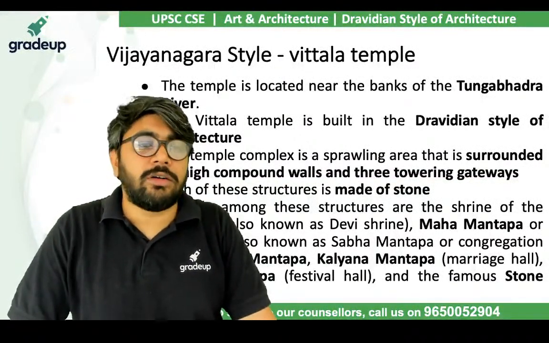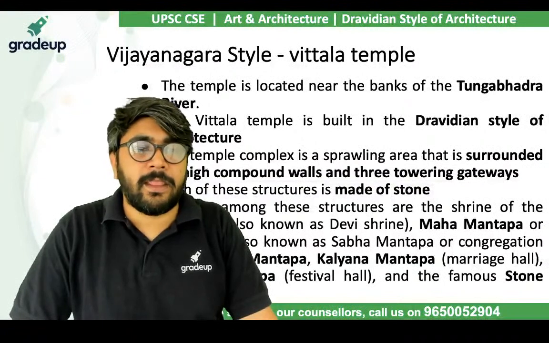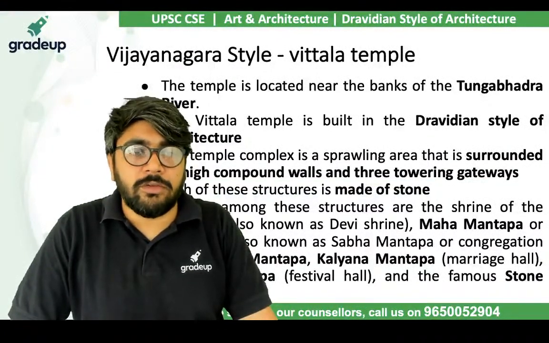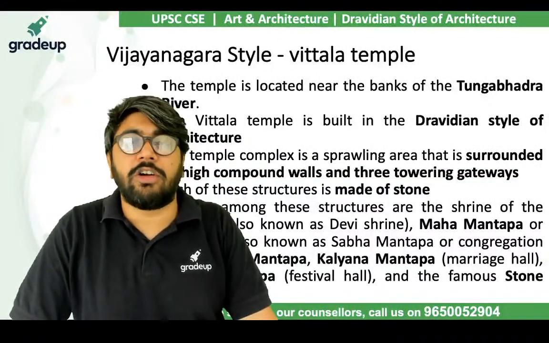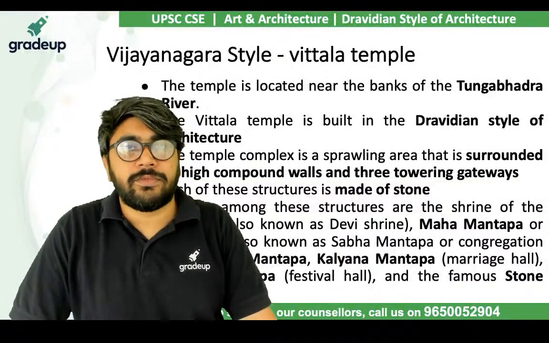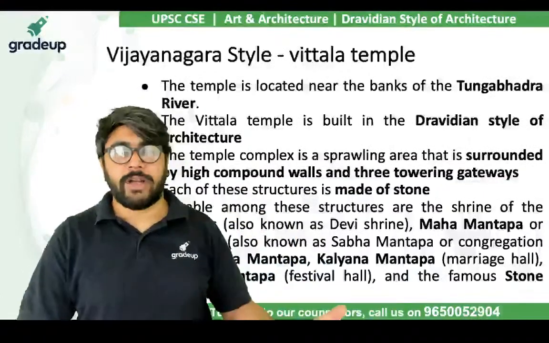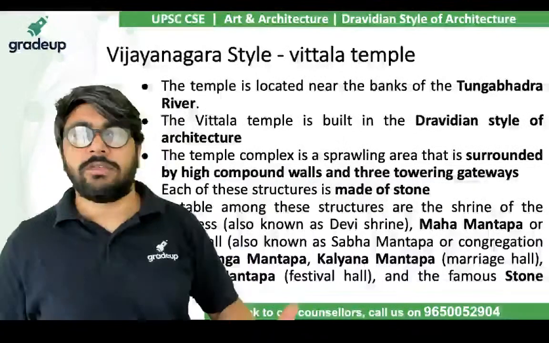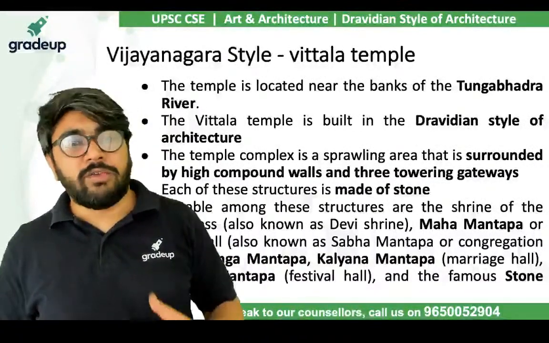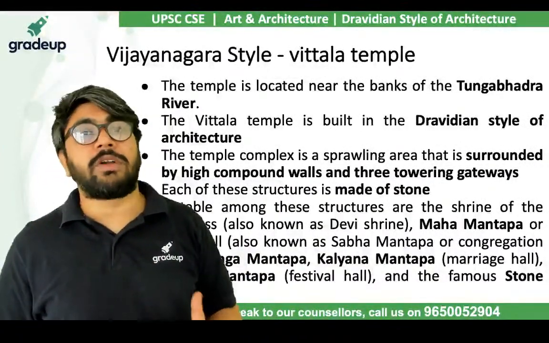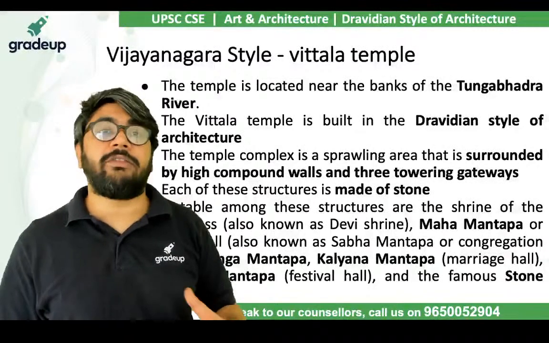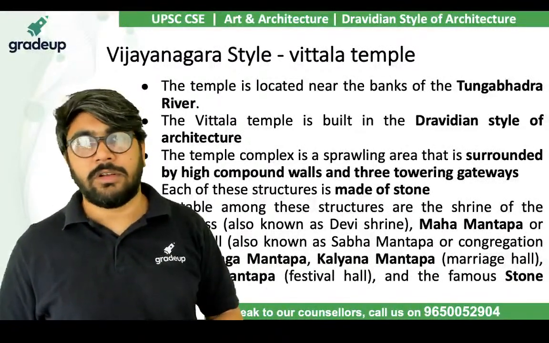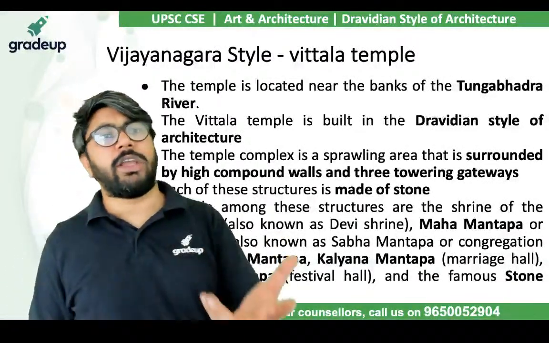Mahamantapa or main hall, which is also known as Sabha Mantapa or congregation hall. ठीक है. तो एक तो देवी का श्राइन हो गया, राइट? Then you have the main hall, also called Mahamantapa. फिर आता है मैरिज हॉल, जिसको हम कल्याण मंतपा कहते हैं. कल्याण मंतपा या फिर रंग मंतपा. कल्याण मंतपा, रंग मंतपा दोनों एक ही हैं, राइट?